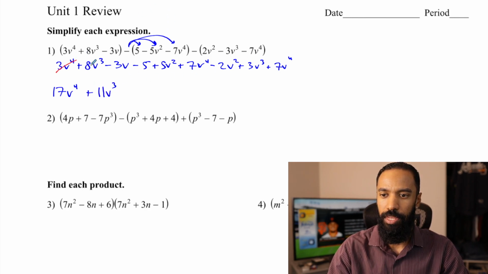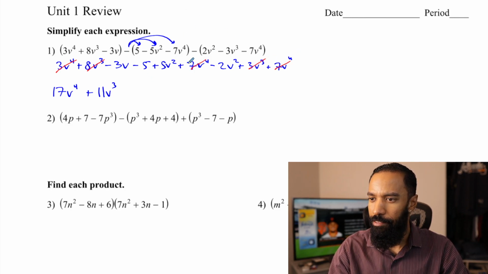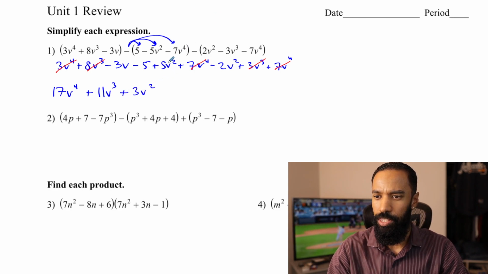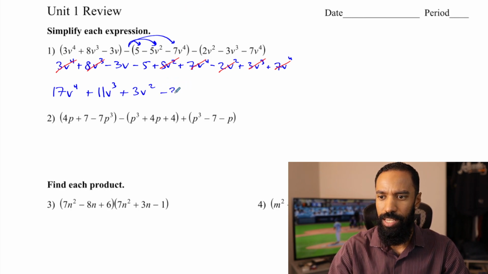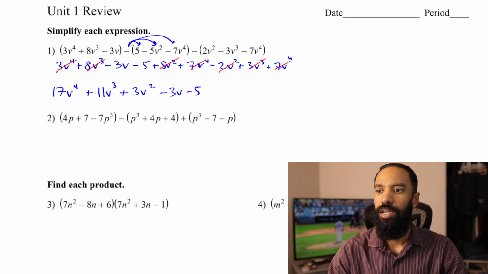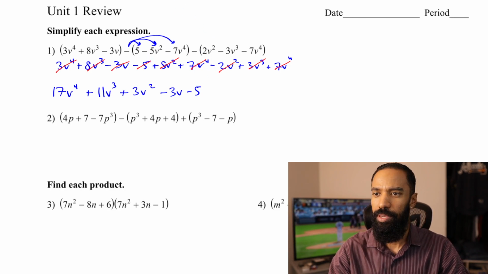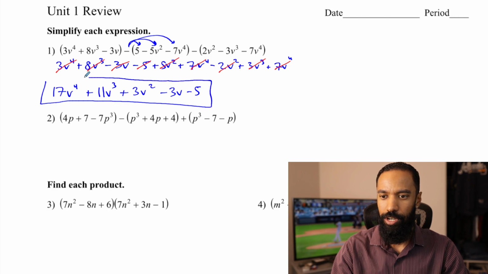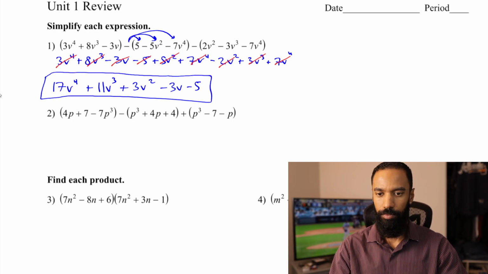Let's cross out some things along the way here. Squareds, 5v squared minus 2v squared is 3v squared. You can see it's a little easier to see things from that. And then we've got v's and constants. Negative 3v, I think that's it, and minus 5, I think that's it. Let's double check that. Yep, we've got them all taken care of, and that is a quartic 5-term polynomial right there in standard form.